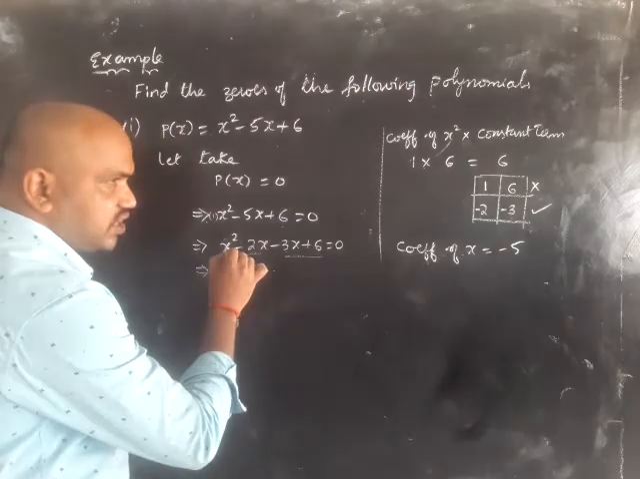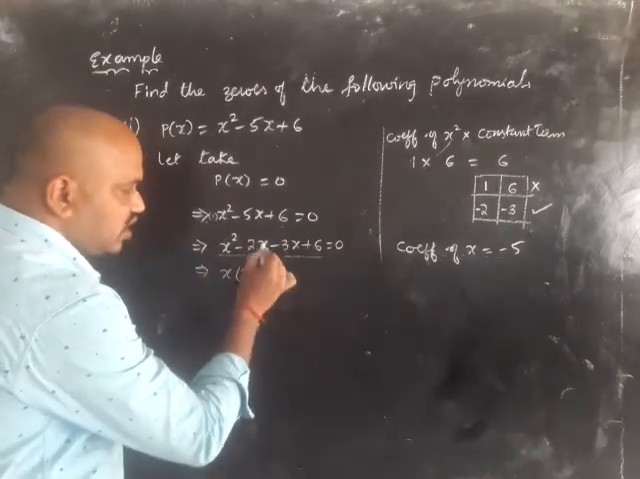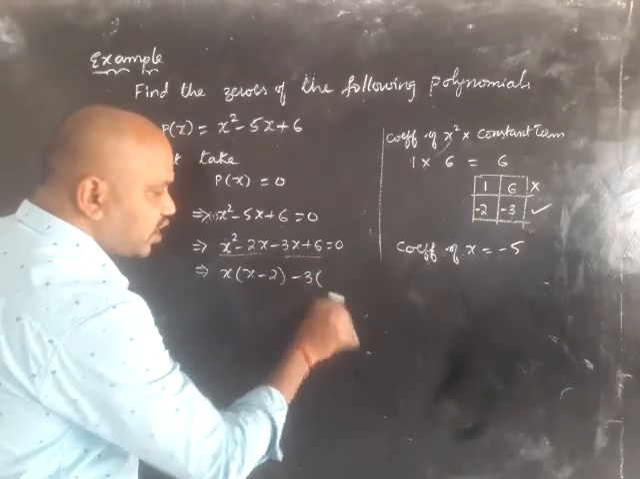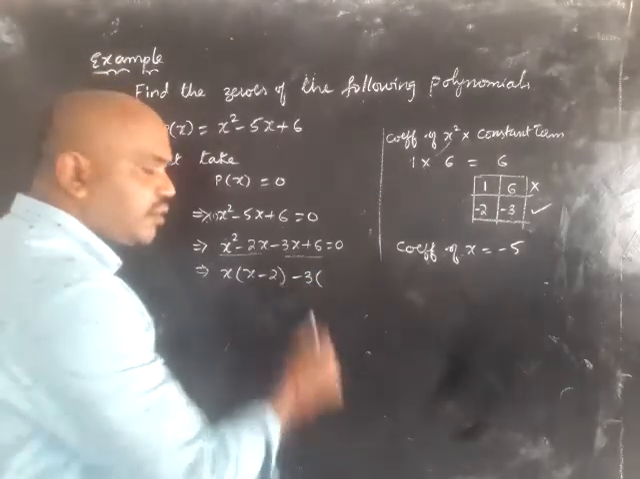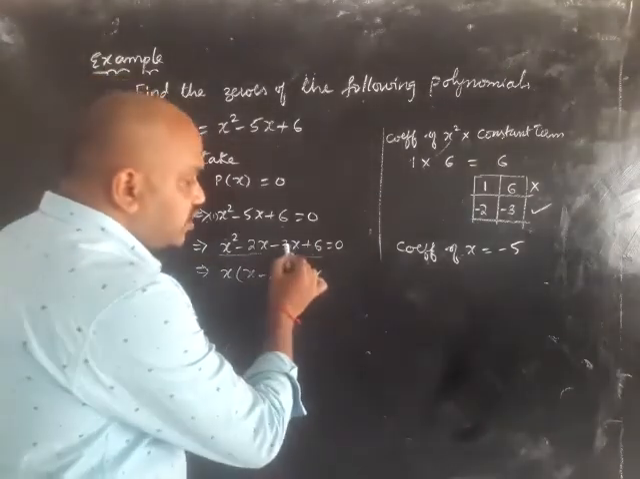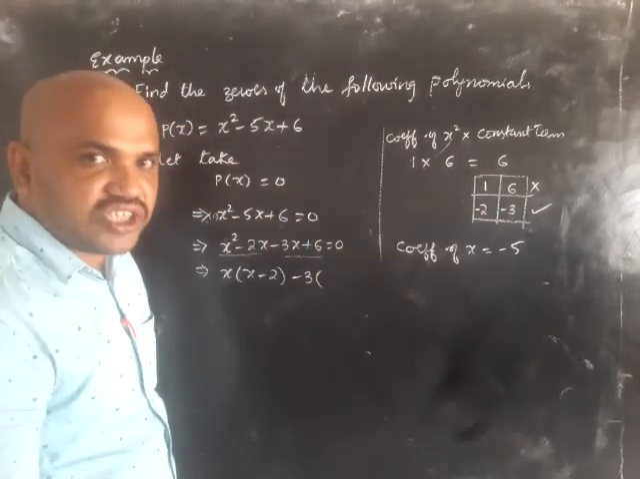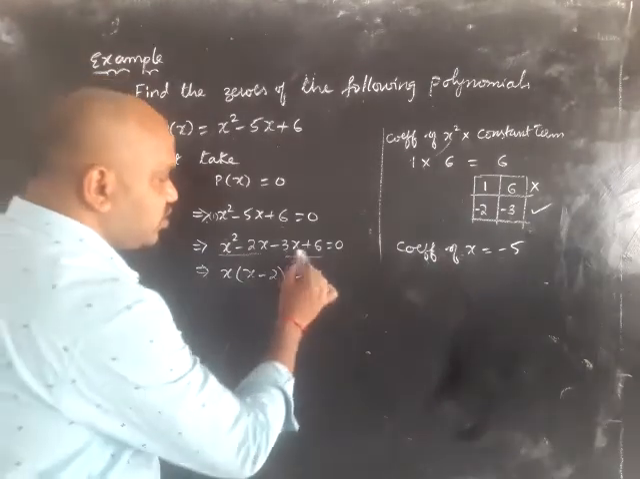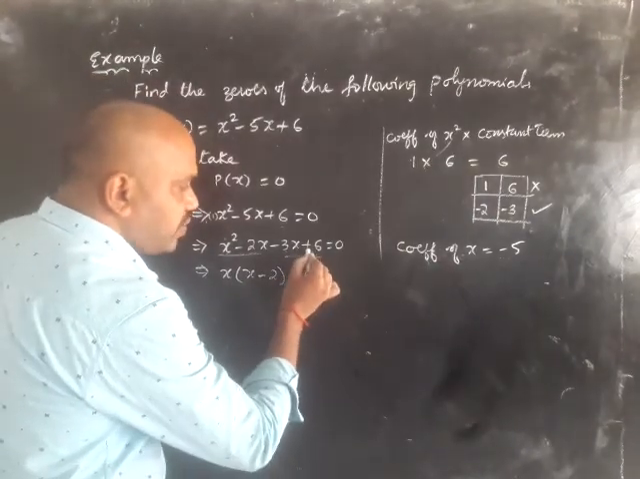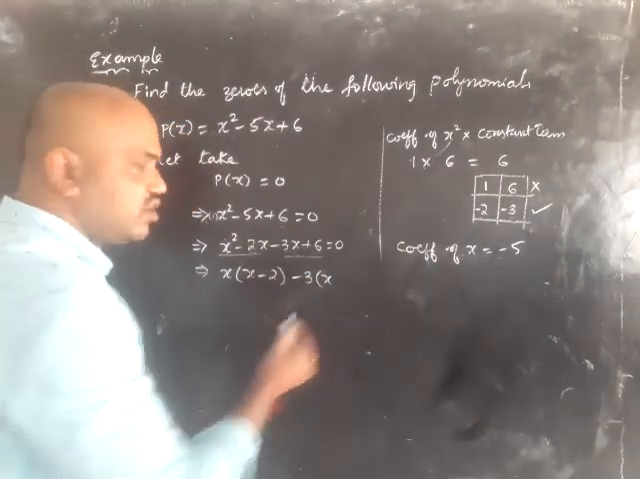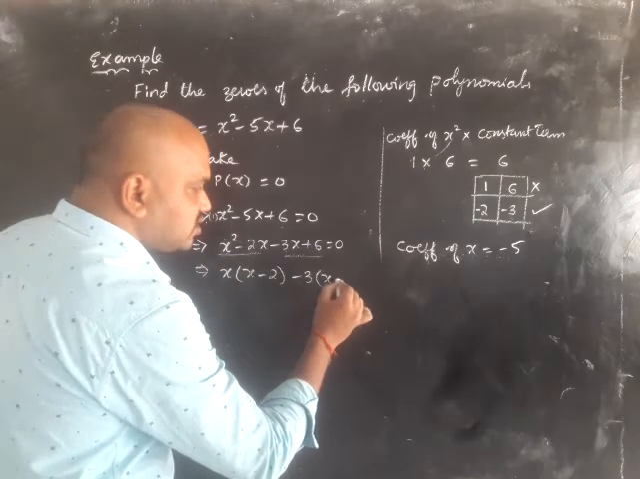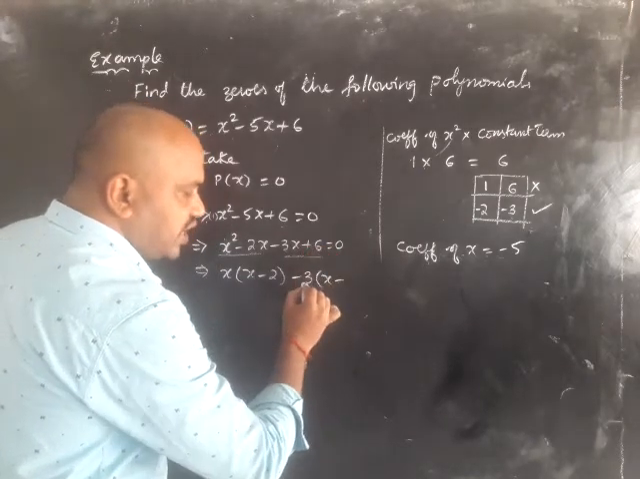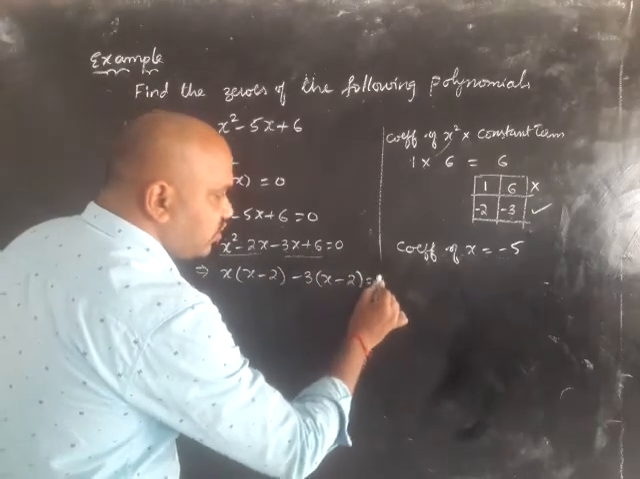x out of x into x, 1 x out. Here also 1 x out, remaining is 2 actually. Minus 3 we are taking common. When we are taking minus common, the minus term will become plus, and the positive term will become negative. So the plus here will become minus. 3 twos are 6, 3 came out, 2 is left, equal to 0.